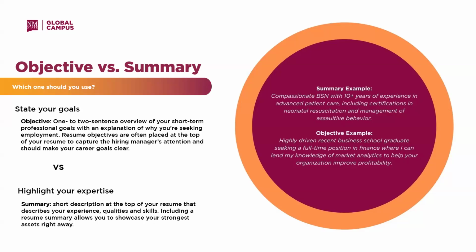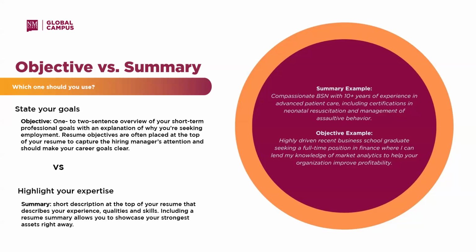Versus a summary. So a summary is highlighting your expertise. You may have extensive experience in a type of field, and you're going back to school for maybe getting your bachelor's degree to help give you some more lateral opportunities, right? So it's a short description at the top of your resume that describes your experience, your qualifications, and skills. Including the summary allows you to showcase your strongest assets right away.